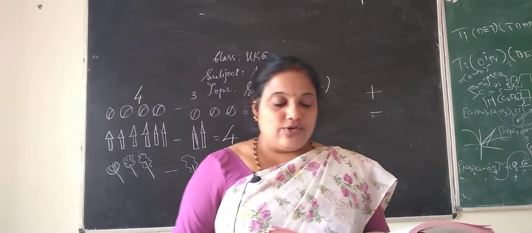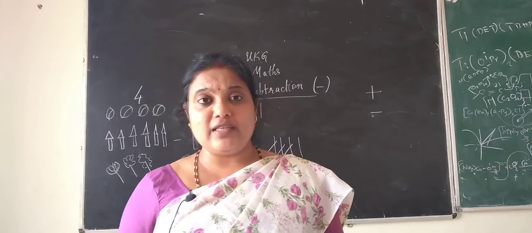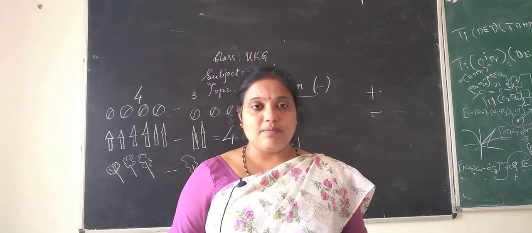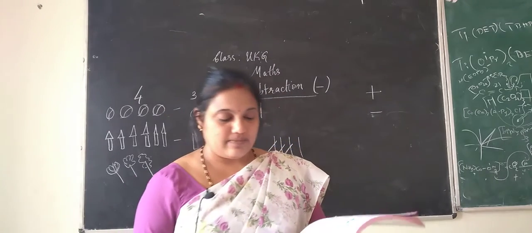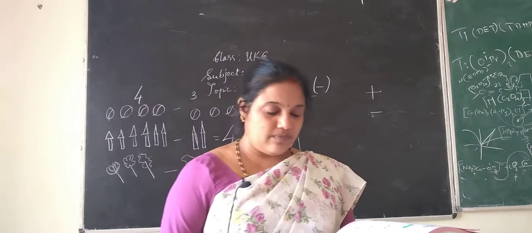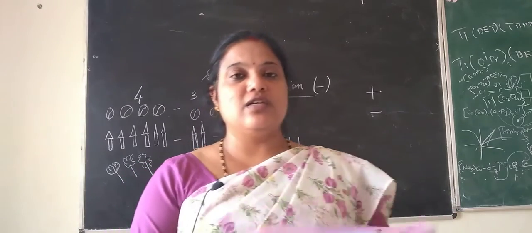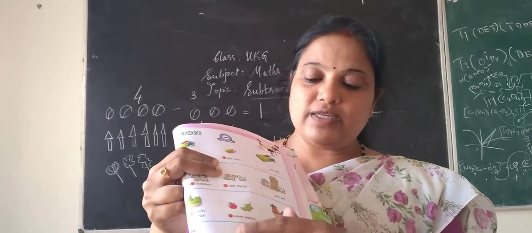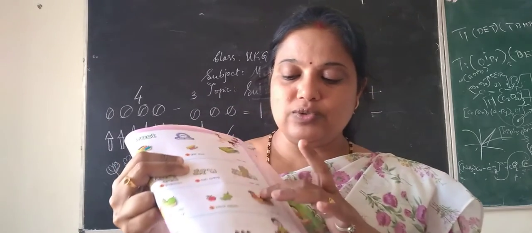Tommy had 6 puppies. 3 ran away. Out of 6, 3 ran away. How many puppies are left? Only 3. There are 6 kinds of fruits in a tray. 2 were hidden. Now what is the answer? If you minus 2 out of 6, answer is 4. 1, 2, 3, 4.